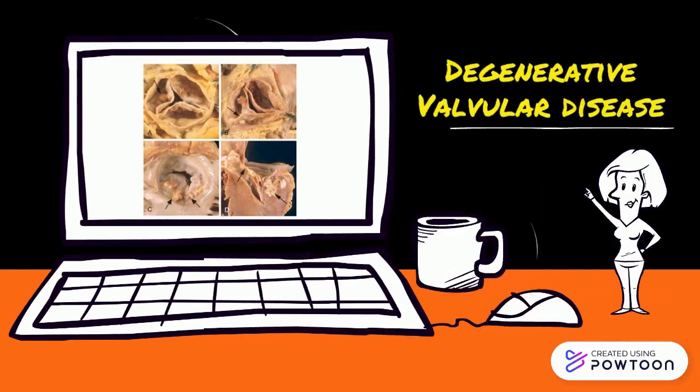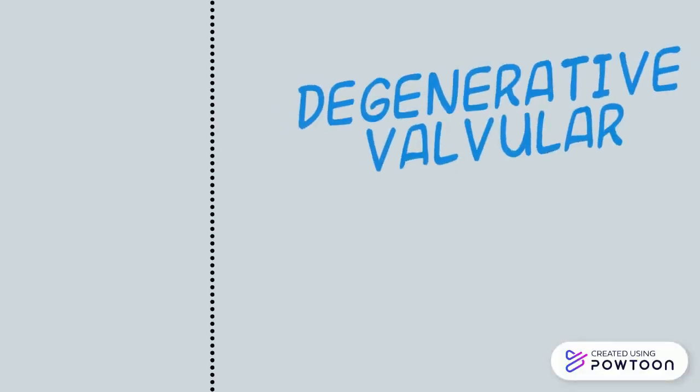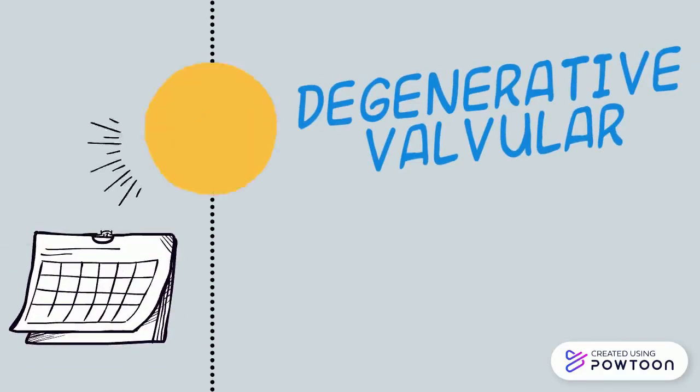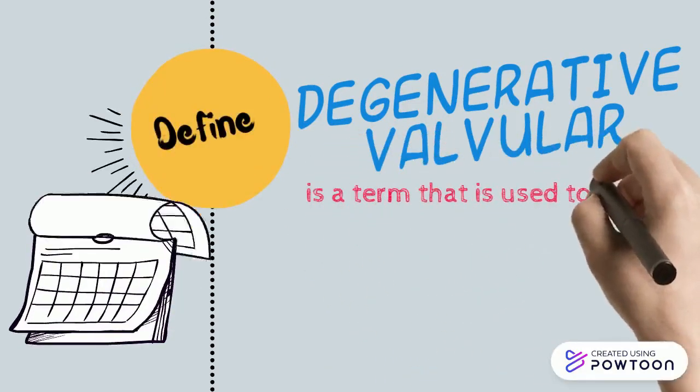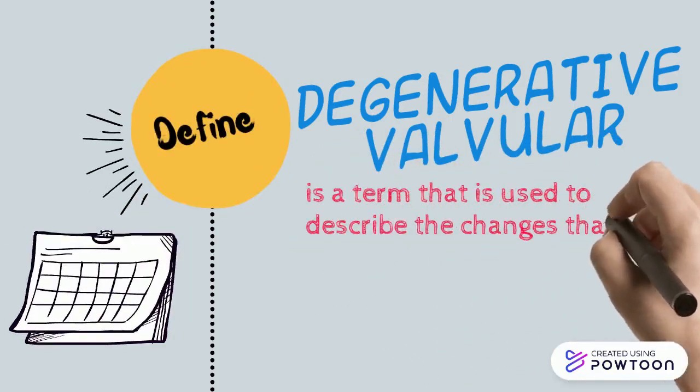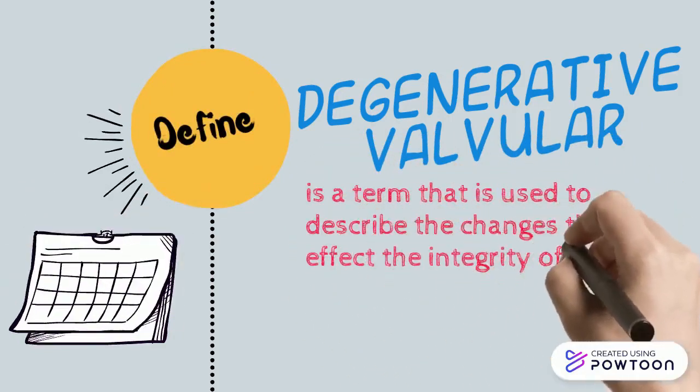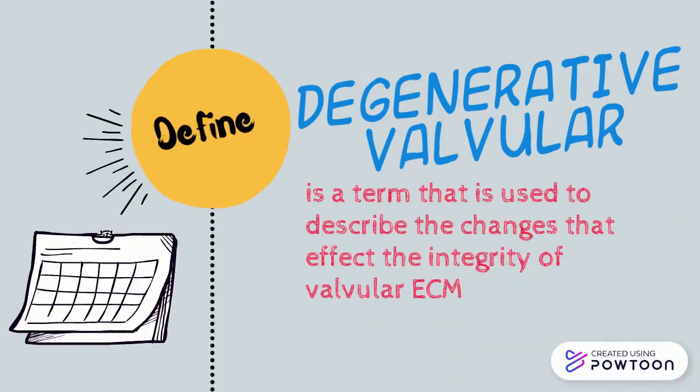Today we are going to learn about degenerative valvular disease. So, what is actually degenerative valvular disease? Here is the definition. It is a term used to describe the changes that affect the integrity of the valvular extracellular matrix.